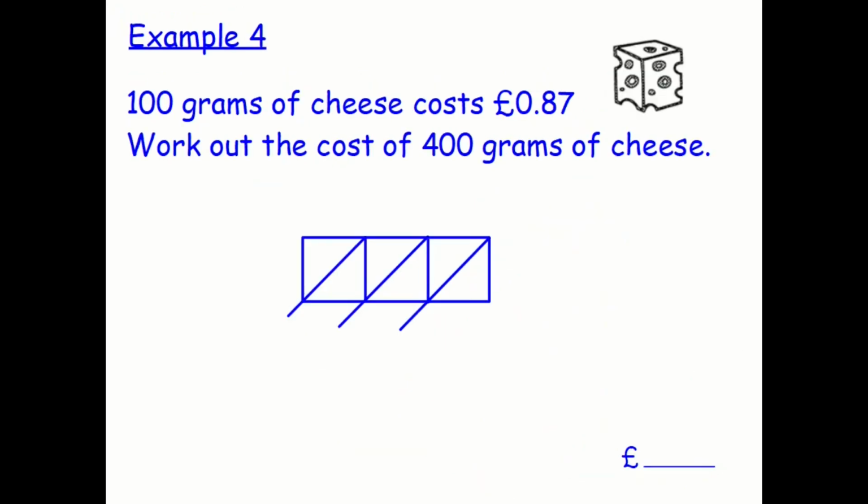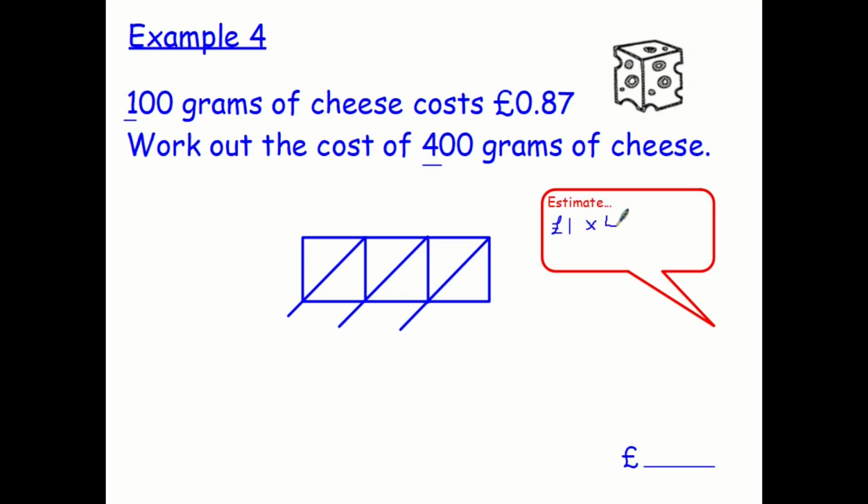Example number 4. 100 grams of cheese costs 87 pence. Work out the cost of 400 grams of the cheese. Well, quick estimate. 100 grams is 87p. Let's just call that a pound. It's close enough to a pound there. So 100 grams is 87p, and I've got to work out 400 grams. So actually I'm only timesing by 4 here. So to get from 100 grams to 400 grams, I just have to times by 4. So it's basically a pound multiplied by 4. So 4 pounds. So my estimate is 4 pounds. So I've got to find something in the region of 4 pounds.